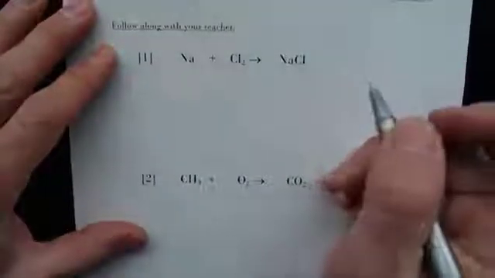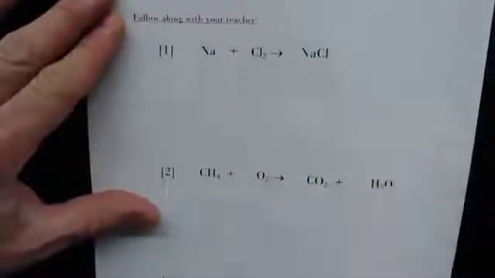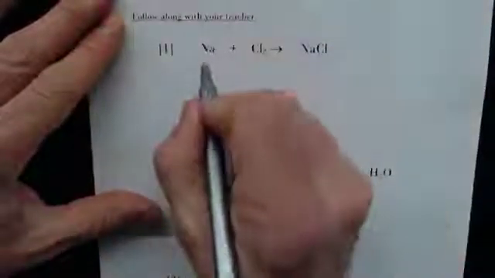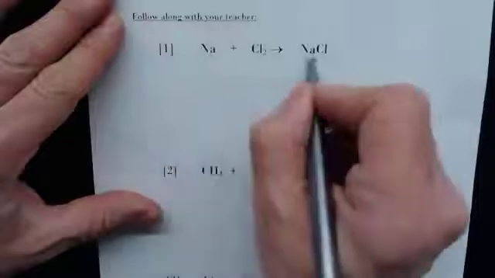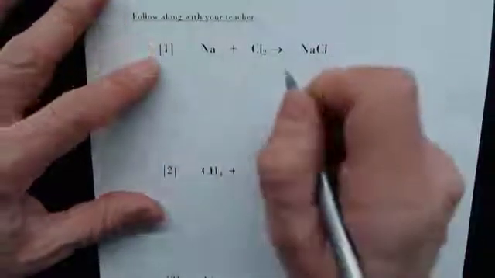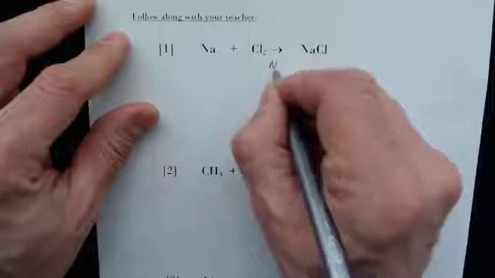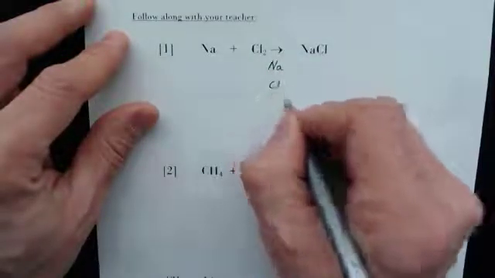Okay, let's do these. I have paper. I have sodium and chlorine. 1 and 1, 2 chlorines and 1 chlorine. Doesn't work. So let's see. First step, I list the different elements I have. Well, I have Na and I have Cl.